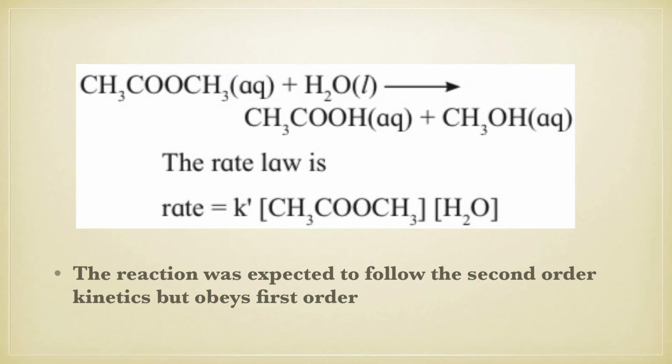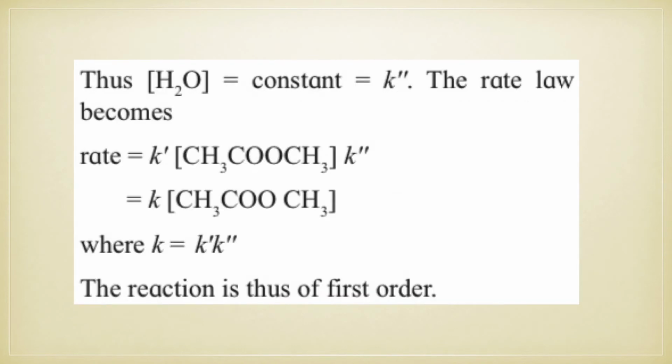Pseudo first order reaction. So I have taken the concentration of water as constant, that is equal to K double dash. So the rate law becomes rate is equal to K dash into molar concentration of methyl acetate into K double dash, as the water molecule concentration is replaced by a constant, that is K double dash.